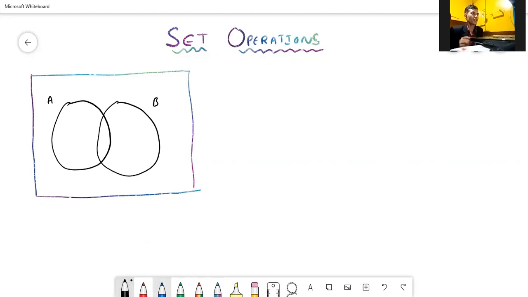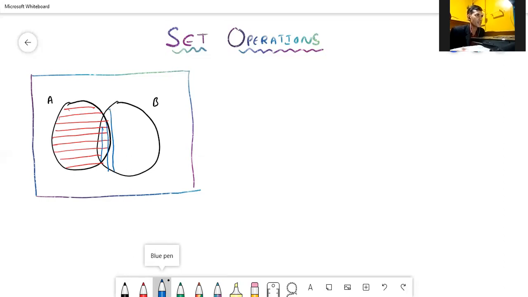Okay. Those who can bat, that region A will be drawn with horizontal lines. And B, those who can bowl, will take blue lines. And the two vertical lines I'm taking. Okay.